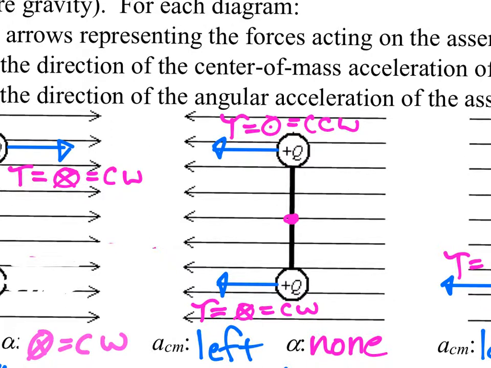Because these two forces are equal and these two radiuses are equal, those torques will cancel each other out. We will have no angular acceleration, and our center of mass will move straight to the left since both of our forces are to the left. So we add them up and we get an even greater force to the left.